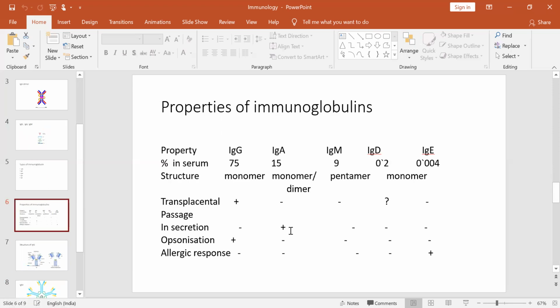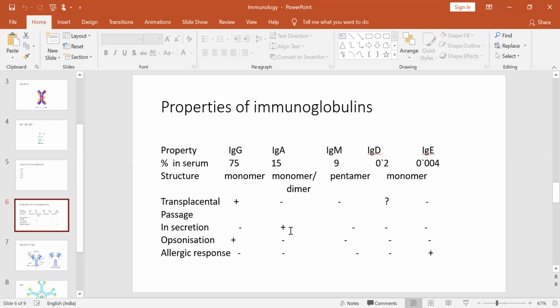Now the properties of immunoglobulin. They are present in the serum, and the percentage is highest for IgG, and after that IgA, which is 15%, and IgM 9%, and D and E very little. Normally IgE is present in a very low percentage in our serum, 0.004%, and when a hypersensitivity or allergic reaction occurs, the IgE percentage may be high.